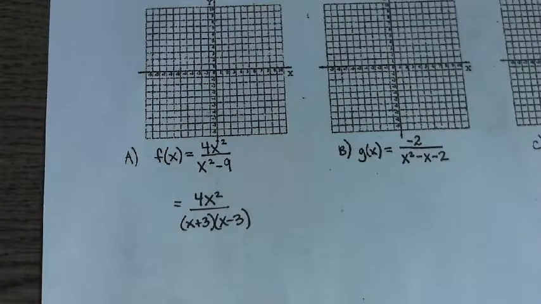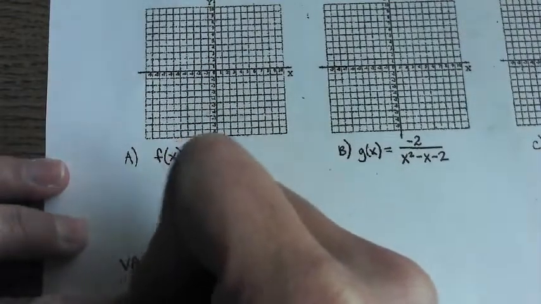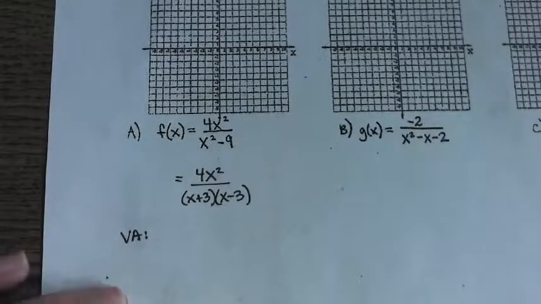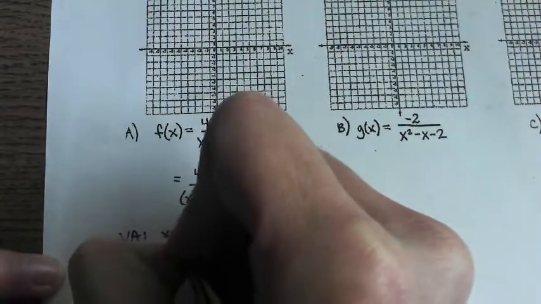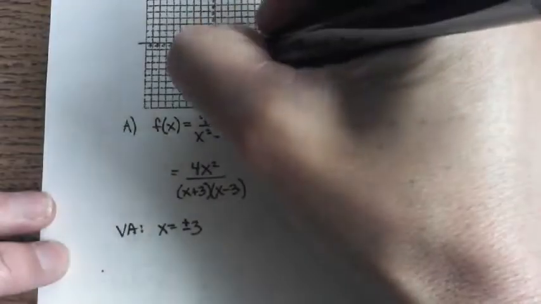Nothing cancels, so we have no holes. But we do have vertical asymptotes, so we'll start there. Our vertical asymptotes are where? Haley. Yep, x equals plus or minus 3. So we can get both of those in on our graph.